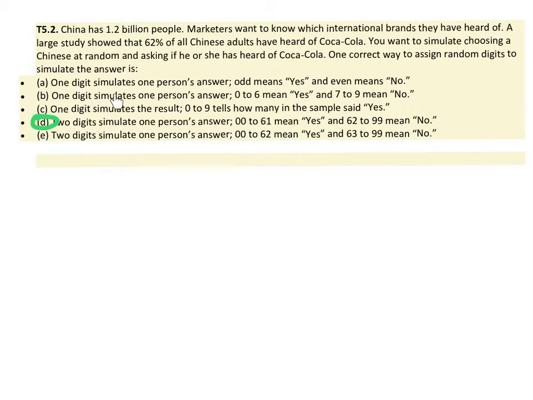Letter B, 1 digit simulates one person's answer. Again, here we know if you were to use 0 to 6, meaning yes, that would be 60%. 7 to 9 would be 30%. We need to simulate 62%. Letter C is not correct. Using a 1-digit simulation of 0 to 9, meaning yes, that's a 100% chance that that would be yes, so clearly it does not work. Letter E is close. It's the 2-digit simulation. If you go from 00 to 62, in this case, this is 63 digits, and we're looking for 62%, so that's why that one does not work.